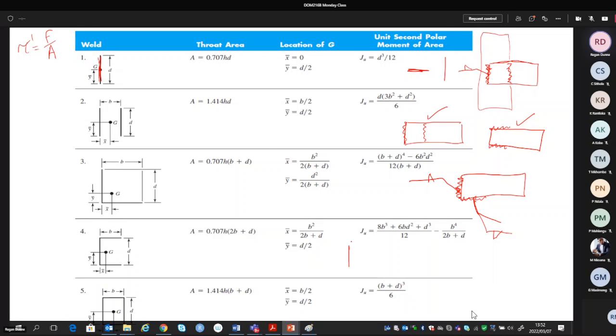Here we would have what? Three sides welded. So depending on what we have, we will select our equations. All right. So that's what these tables represent. That's what these shapes represent.